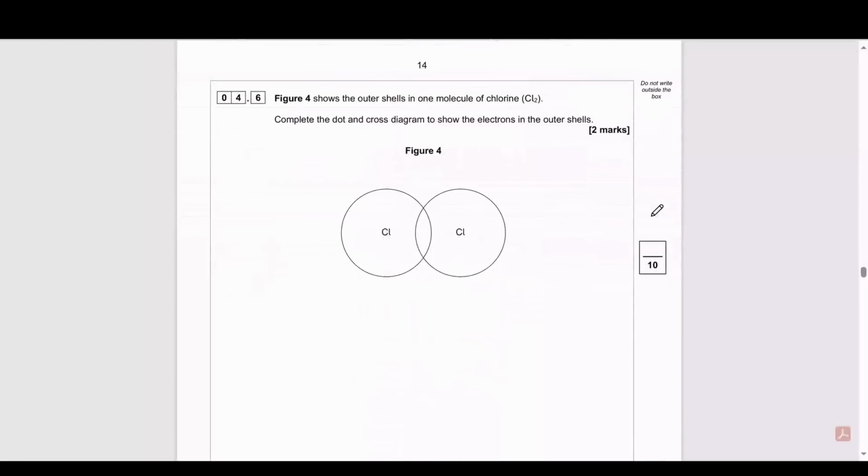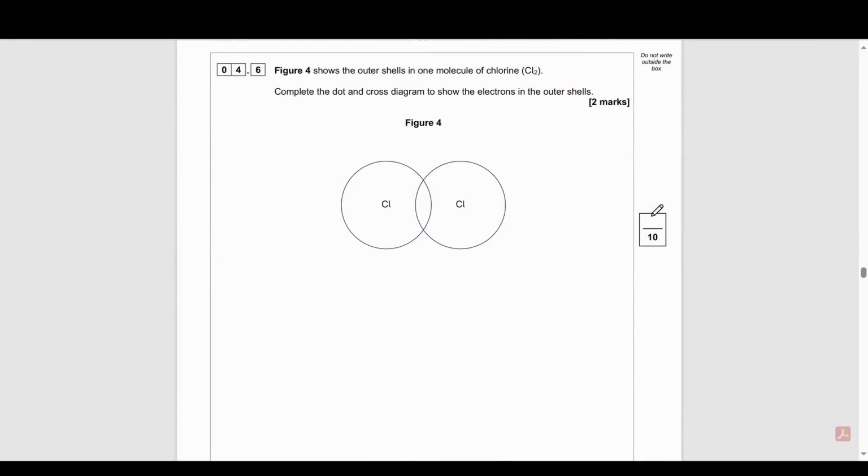Question 4.6. Figure 4 shows the outer shells in one molecule of chlorine. Complete the dot and cross diagram to show the electrons in the outer shells. So again, what must we know? Chlorine and what group it is. It's in group 7, halogen, just like previously. We need to only show the electrons in the outer shells.